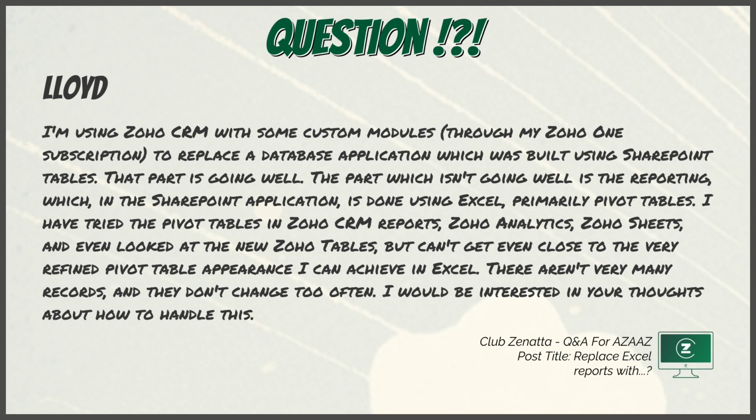Have tried the pivot tables in Zoho CRM reports, Zoho Analytics, Zoho Sheets, and even looked at the new Zoho Tables that I didn't know about up until today, but can't get even close to the very refined pivot table appearance I can achieve in Excel. There aren't very many records and they don't change too often. I would be interested in your thoughts about how to handle this.